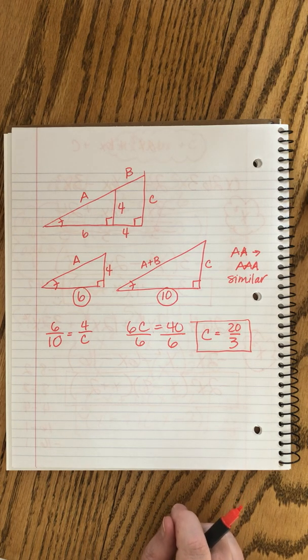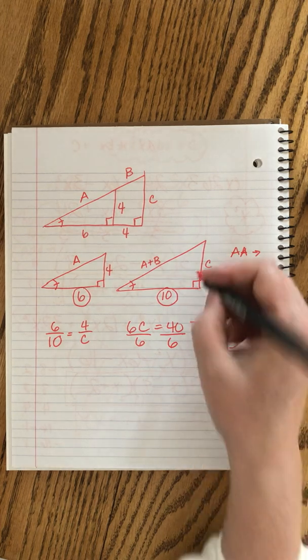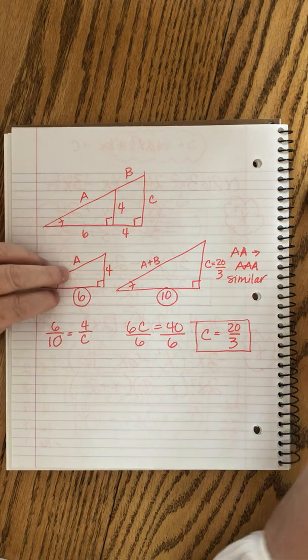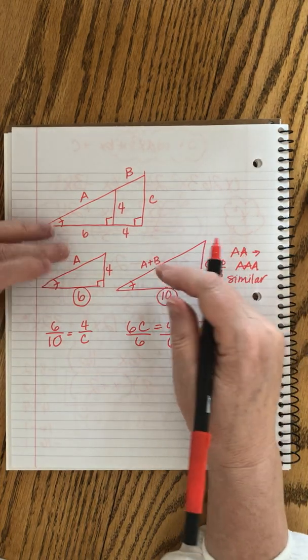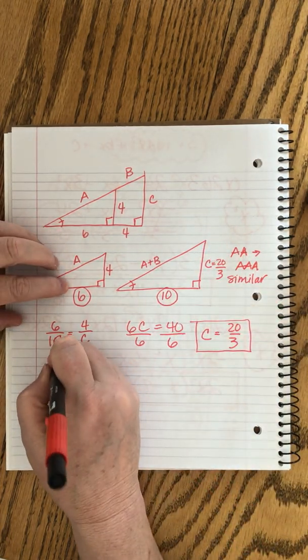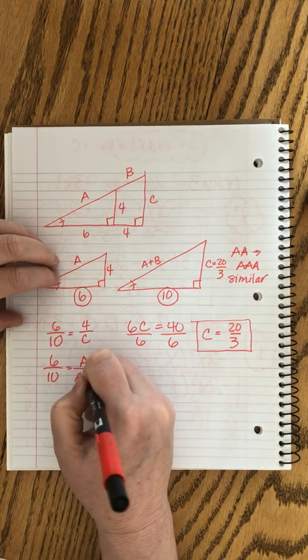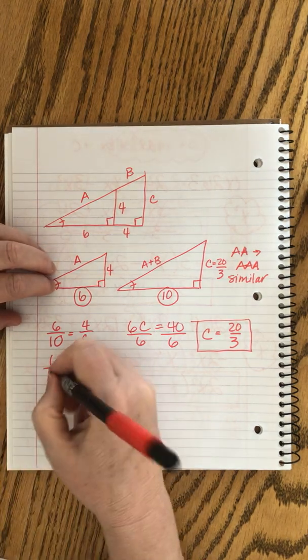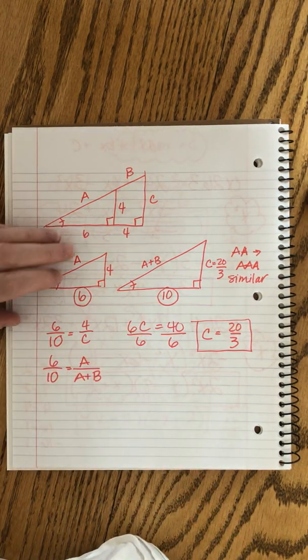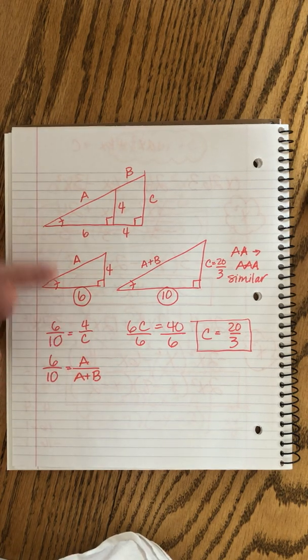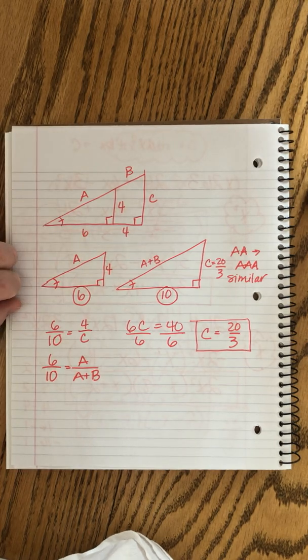Okay. Now that we've got that, now we can try to set up the one to solve for this. And we'll use our anchor proportion again. 6 over 10 equals A over A plus B. And this is where we hit that brick wall because we realize, wait, we can't solve this because it's one equation with two variables. It's not going to work. So we have to get creative and think of what else we could do.